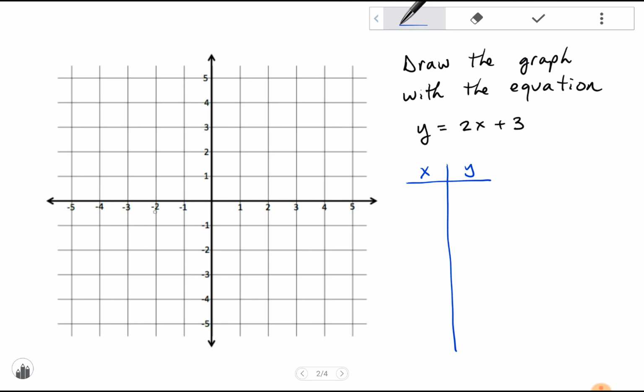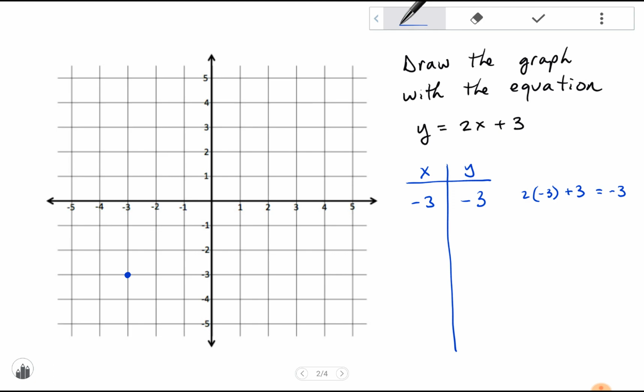So for instance, let's pick a number. Let's start with something like, let's say -3. Okay, so what that means is we're going to take this equation and put -3 in here for x. So we have 2 times -3 plus 3. So that's -6 plus 3. That's -3. So when x is -3, y is -3. And that is a coordinate pair. That can be graphed right here, -3, -3. That point is right there. And that is one point on the line.